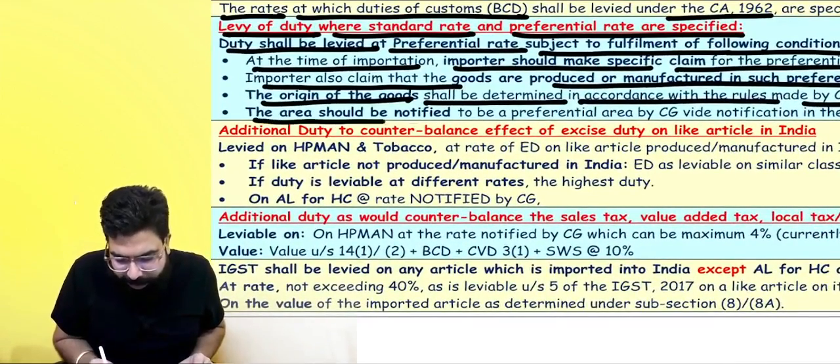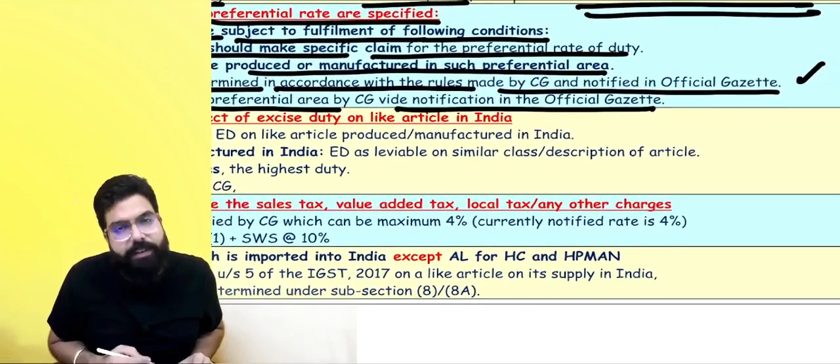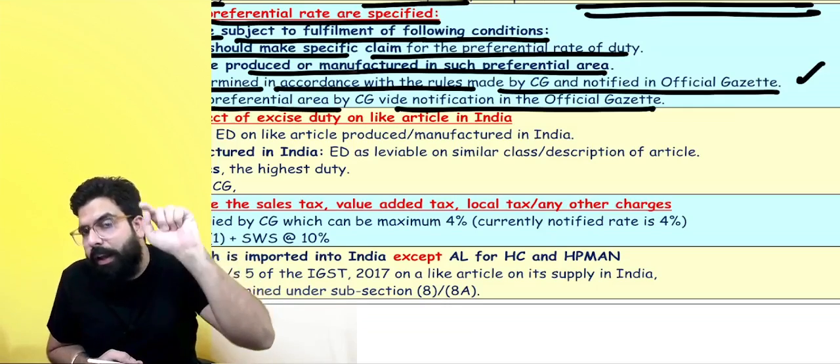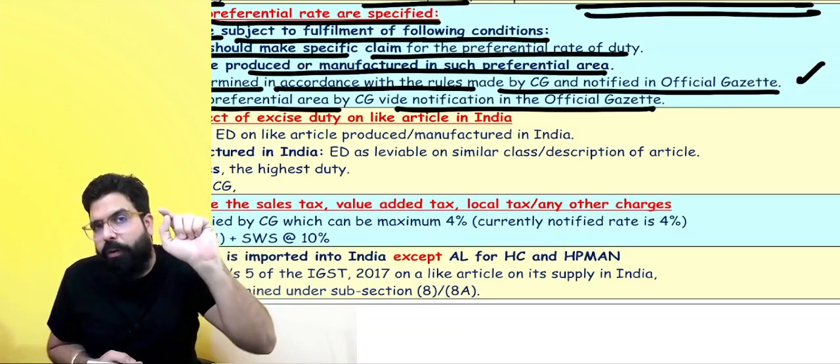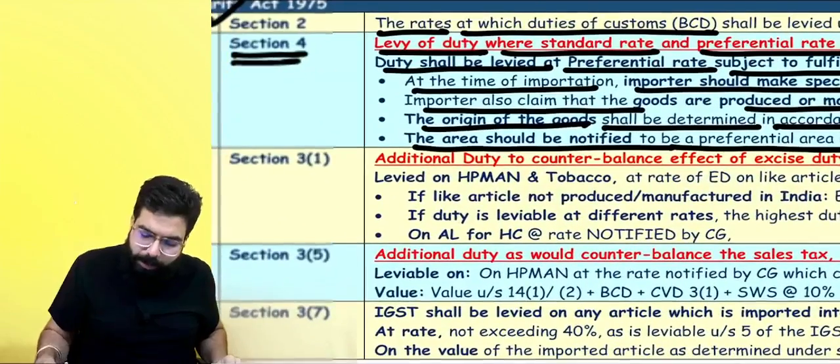Then, sir, the area should be notified to be a preferential area by the central government by notification in the official gazette. The area which you are importing from should be notified as a preferential area. Only then can you claim the preferential rate of duty.